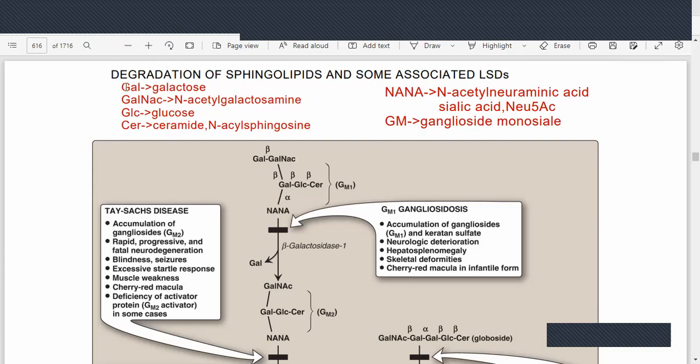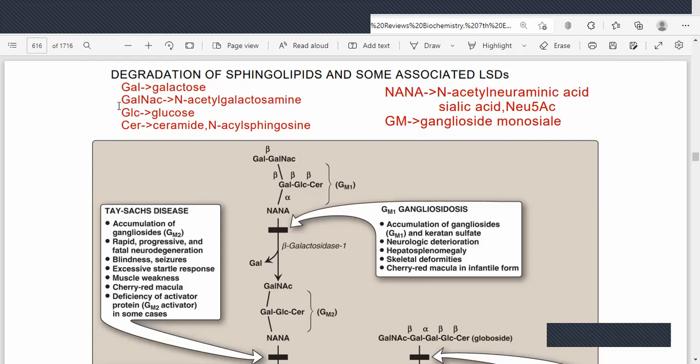Where you see GAL, that is galactose. Where you see GALNAC, that is N-acetyl galactosamine. Where you see GLC, that is your glucose. Where you see CER, that is your ceramide. The other name of ceramide is your N-acyl sphingosine. I will show you the structure shortly. Where you see NANA, that is N-acetyl neuraminic acid.